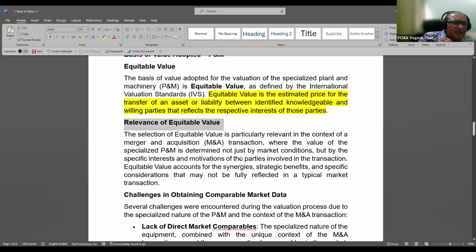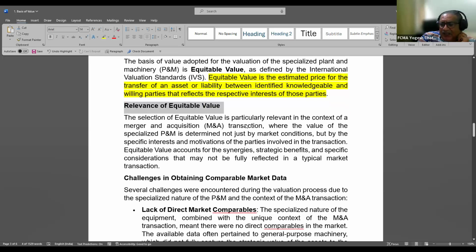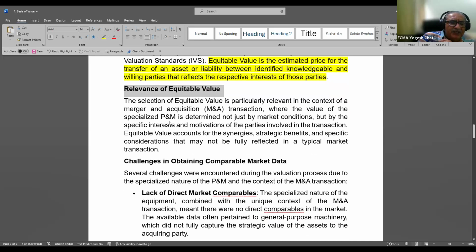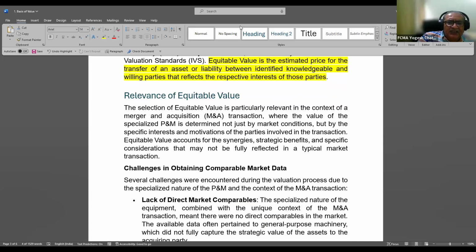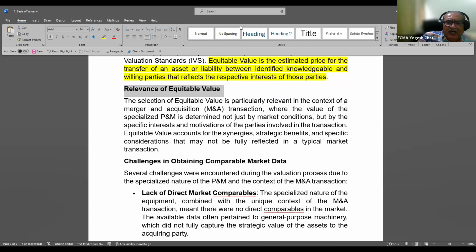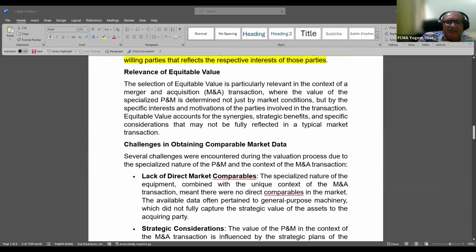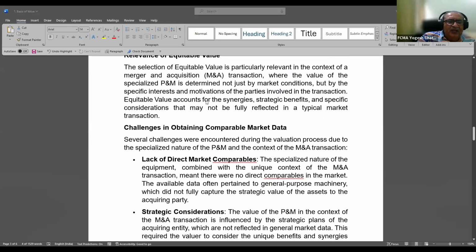Now, what is the relevance of equitable value? The selection of equitable value is particularly relevant in the context of a mergers and acquisition transaction, where the value of specialized plant and machinery is determined not just by market conditions, but by the specific interests and motivation of the parties involved in the transaction. And equitable value accounts for the synergies, strategic benefits, and specific considerations that may not be fully reflected in a typical market transaction. That is the justification why we are not going by market value, why we are going by equitable value. Remember again, the foundation of valuation is the basis of value.